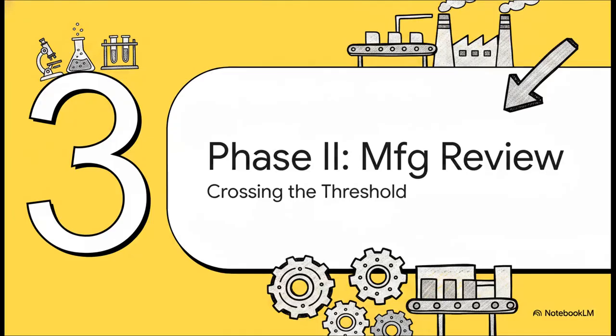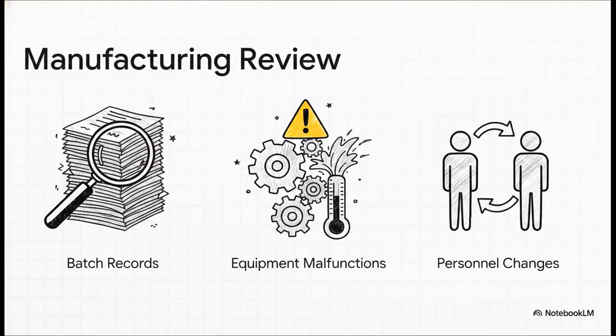Section 3, Phase 2, Manufacturing Review, Crossing the Threshold. Now, imagine we finish Phase 1B and it turns up absolutely nothing. The lab did everything flawlessly. At this point, the investigation crosses the threshold, leaving the microscopic lab and stepping right onto the massive factory floor.